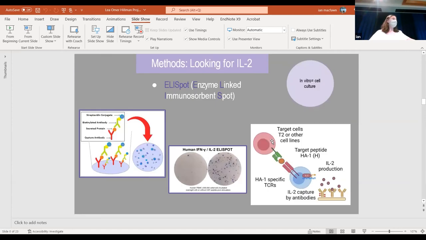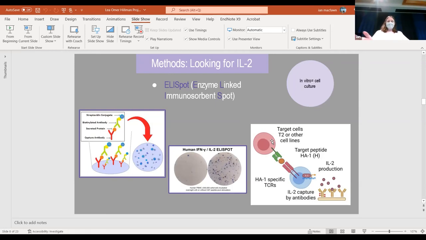So our methods: first we're looking for IL-2, and we're going to do this through an enzyme-linked immunosorbent spot test, or an ELISpot. Antibodies are added, secreted protein, biotinylated antibody, and streptavidin, all that's added, and at the end, you'll see in the middle picture, spots will appear. The amount of those spots is the concentration found of IL-2 specifically, because that's the cytokine we're looking for. And we're doing this all in vitro, which just means in a cell culture.